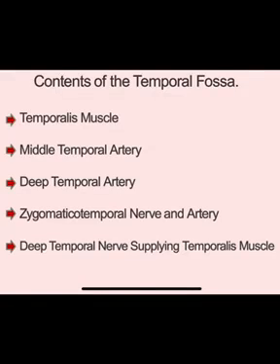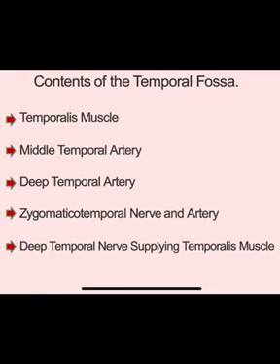What are the contents of the temporal fossa? You have the temporalis muscle, the middle temporal artery, the deep temporal artery, zygomaticotemporal nerve and artery, and then the deep temporal nerve, which supplies the temporalis muscle. These are all contents of the temporal fossa.